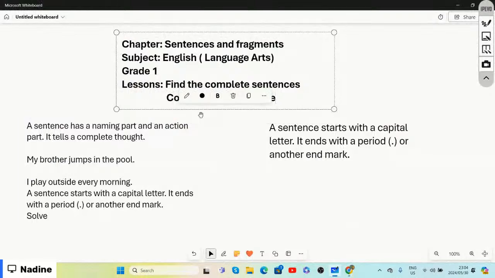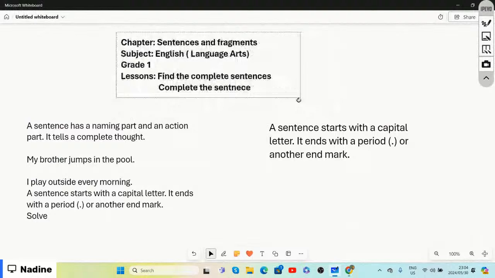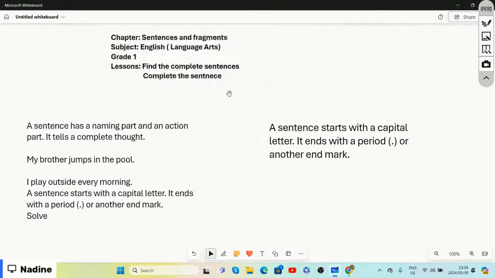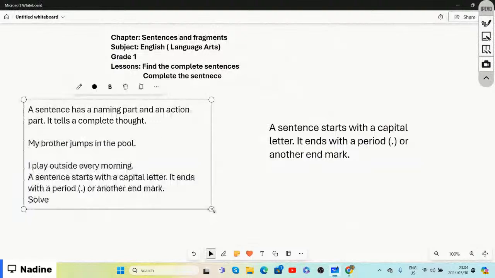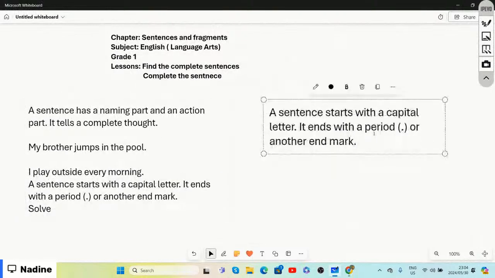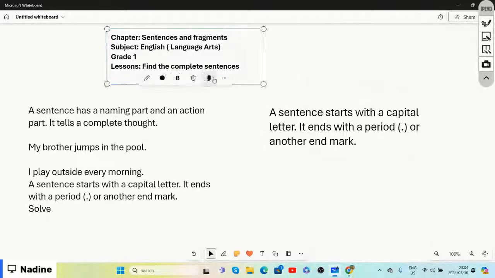Right, so our chapter is sentences and fragments. Our subject is English language arts, grade 1. And the lessons that we are going to be focusing on under the chapter of sentences and fragments is to find the complete sentences and to complete the sentence.